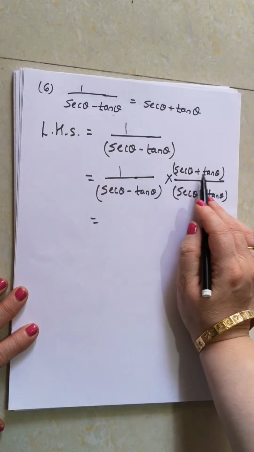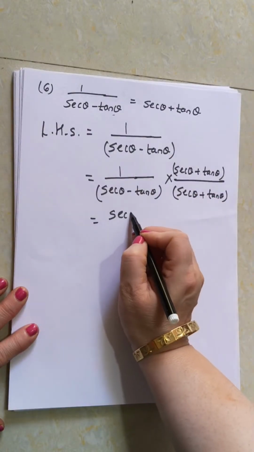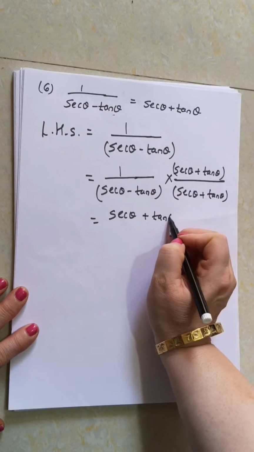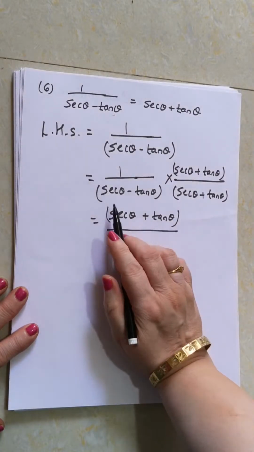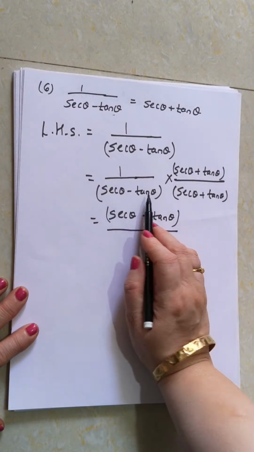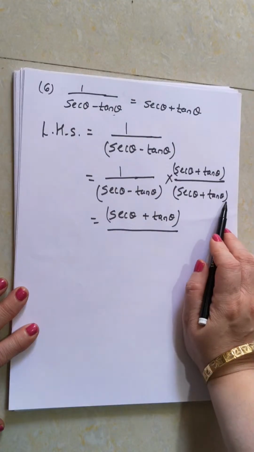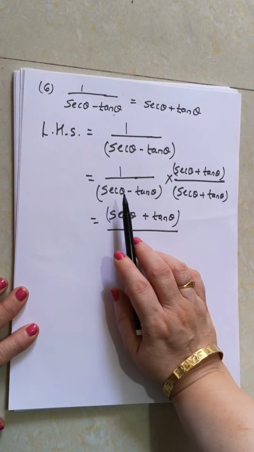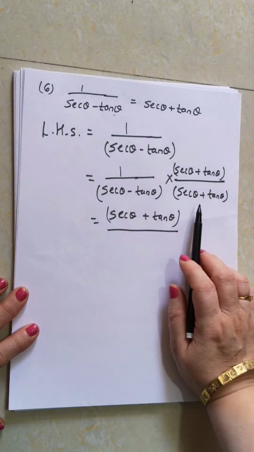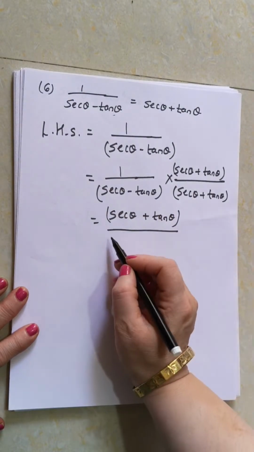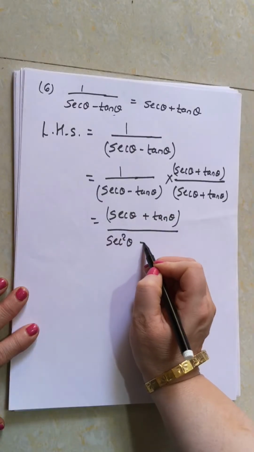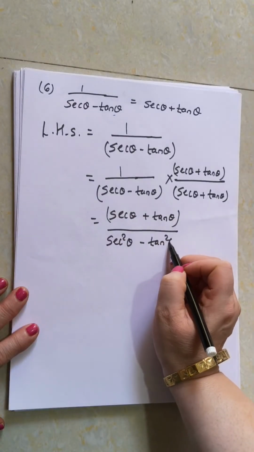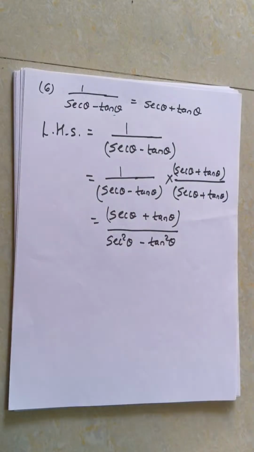So 1 into sec theta plus tan theta, that is sec theta plus tan theta. Okay. And here sec theta minus tan theta, sec theta plus tan theta. Let us compare it with a minus b, a plus b. So a minus b, a plus b, that is a square, meaning sec square, minus b square, meaning tan square theta. So let us use again this trigonometric identity.